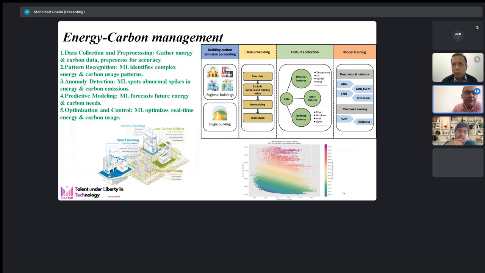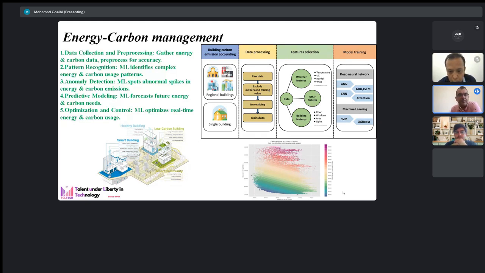Okay, let's continue. Energy carbon management. This is also related to sustainable or developed countries. We need to take care of energy carbon management and reduce the impact on the environment, because it's very important. First of all, we need to check data collection and pre-processing. As we can see, gather energy and carbon data, checked for accuracy. We can implement pattern identification through machine learning for complex energy and carbon usage patterns, and what can most influence the carbon in the environment.